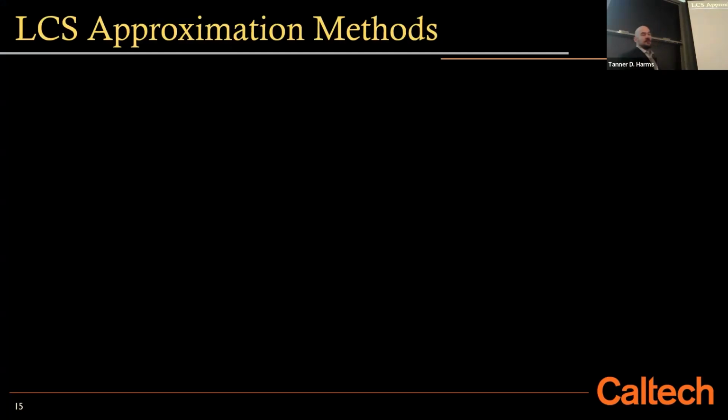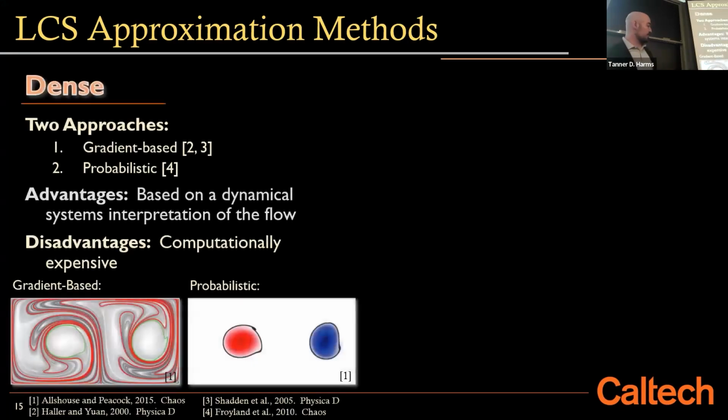Now, there are a variety of different approximation methods that we could use to identify Lagrangian coherent structures. I'm going to use a categorization that was done by Alshouse and Peacock in 2015, between dense methods and sparse methods. Within dense methods, there are two predominant approaches. The first one I'm calling gradient-based approaches, but they could also be called geometric. These include, for those of you that are familiar, analyses like the FTLE or the LAVD. And then there's probabilistic approaches.